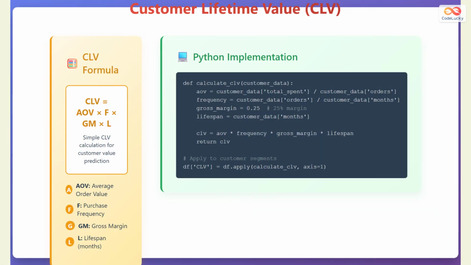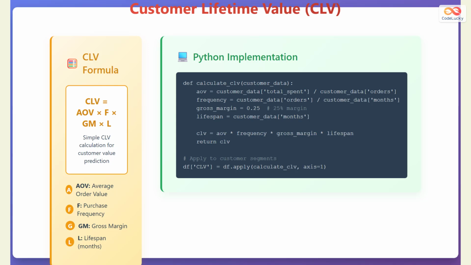The next important concept is customer lifetime value. Customer lifetime value is equal to the average order value multiplied by the purchase frequency, multiplied by the gross margin, multiplied by the lifespan in months. This calculation helps you to predict customer value.